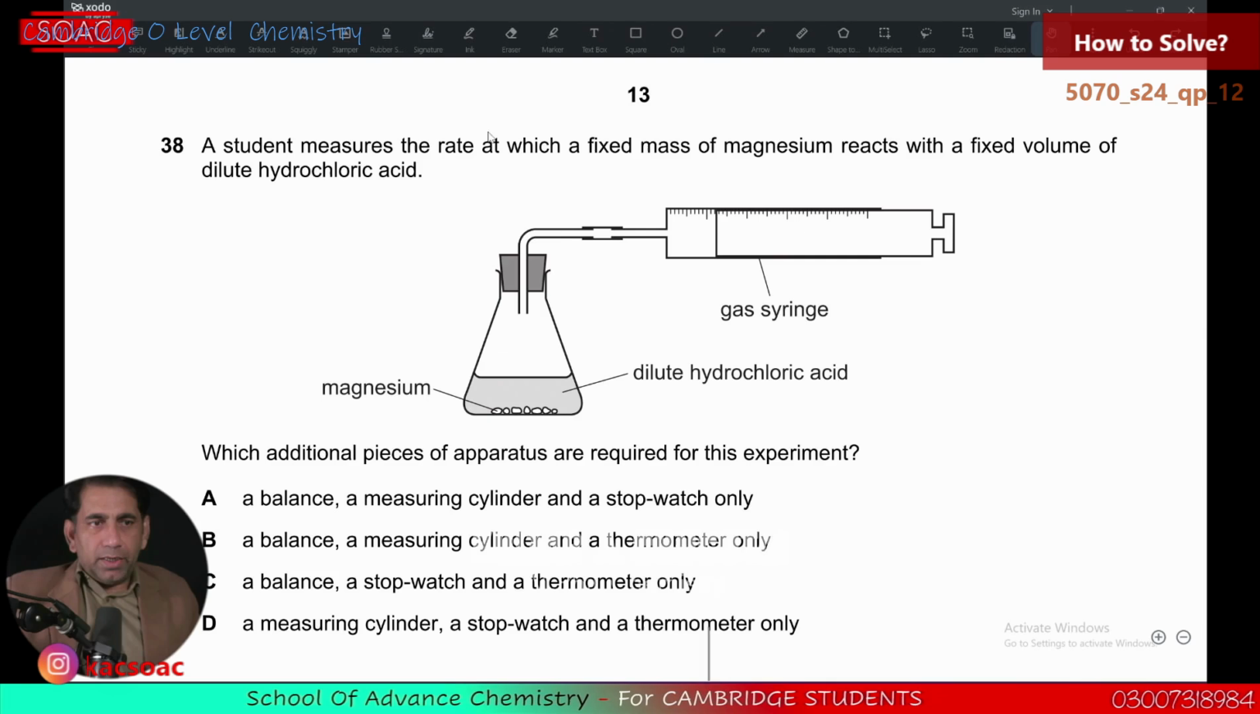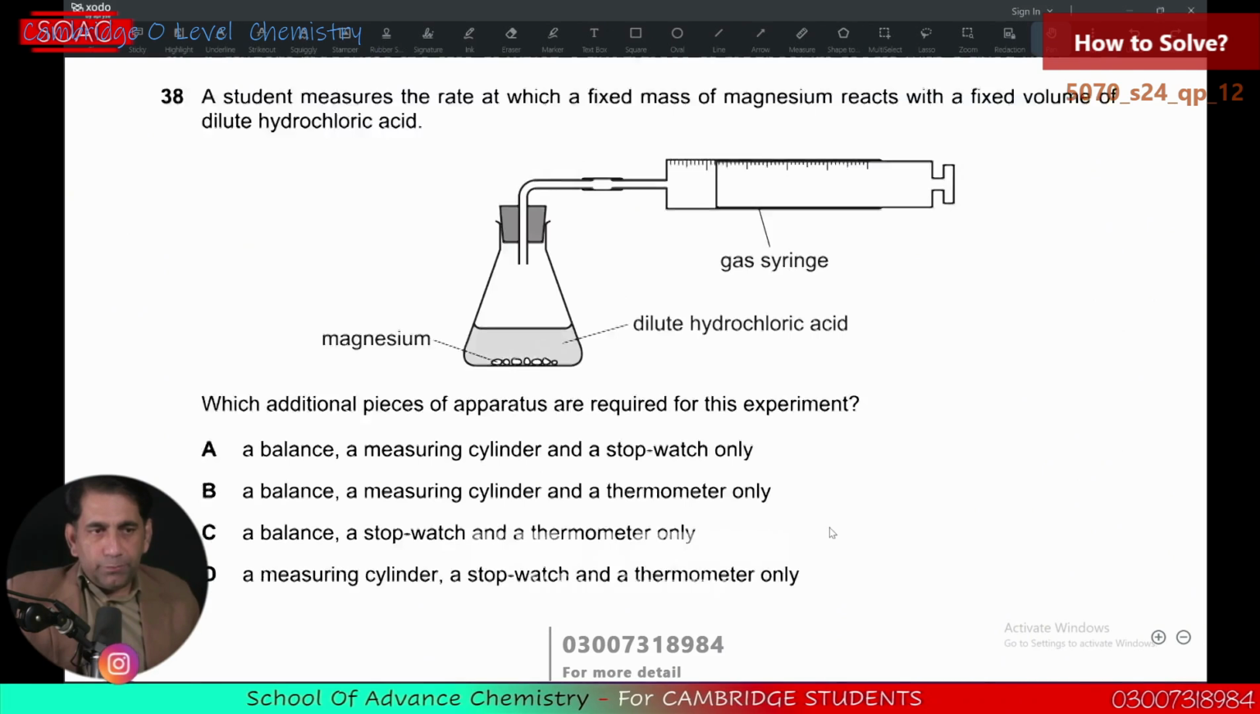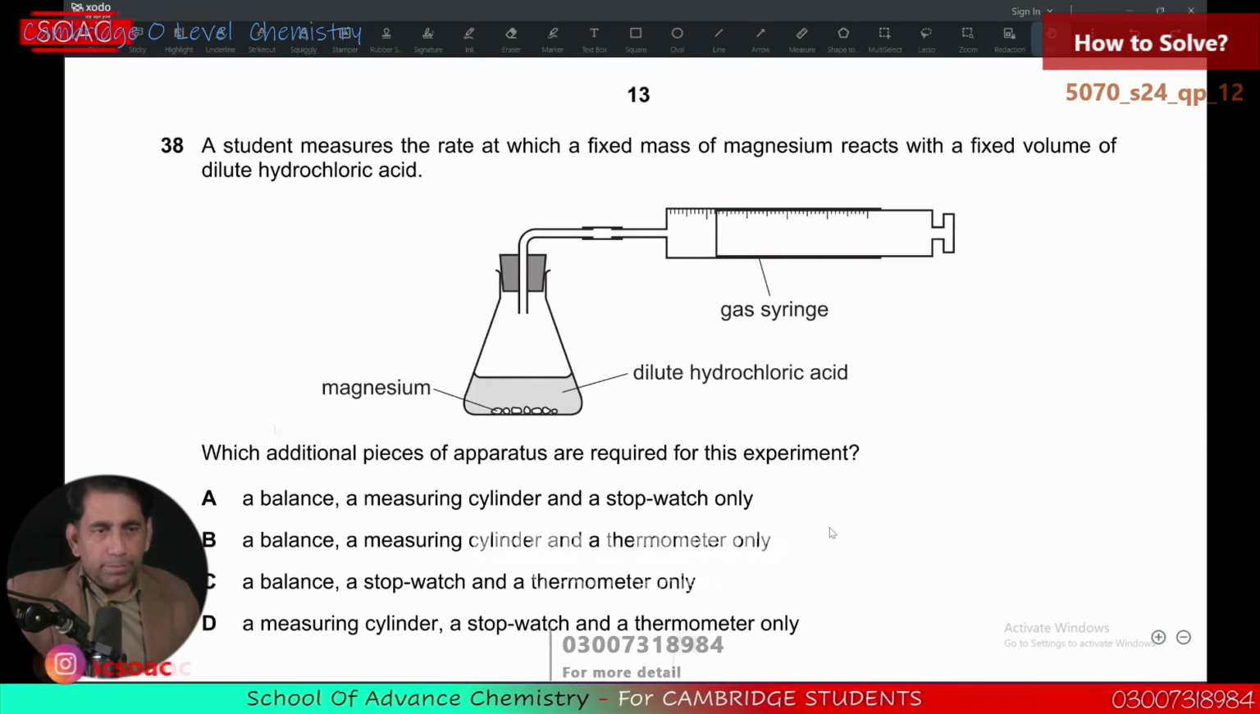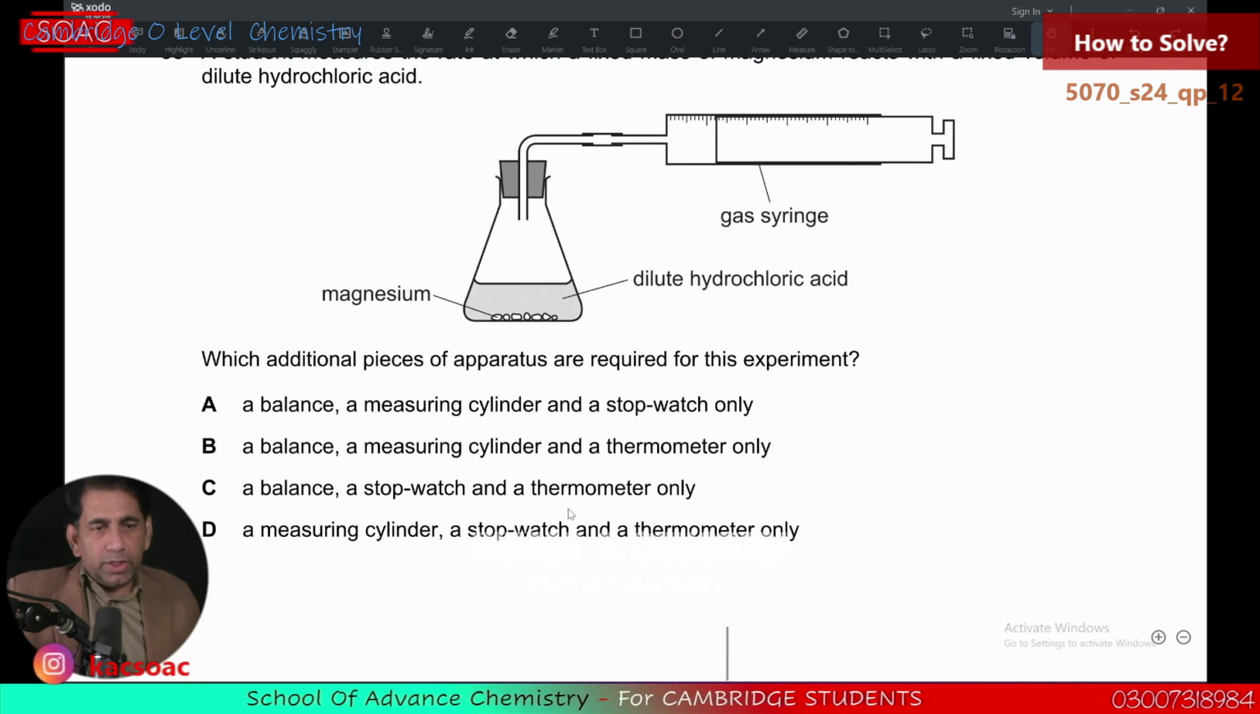Question number 38. A student measures the rate at which a fixed mass of magnesium reacts with a fixed volume of dilute hydrochloric acid, and here is the apparatus. Which additional pieces of apparatus are required for this experiment? A, B, C, D, four options. A: a balance, measuring cylinder, stopwatch only. B: a balance, measuring cylinder, thermometer only. C: a balance, stopwatch and thermometer only. D: a measuring cylinder, stopwatch and thermometer only.